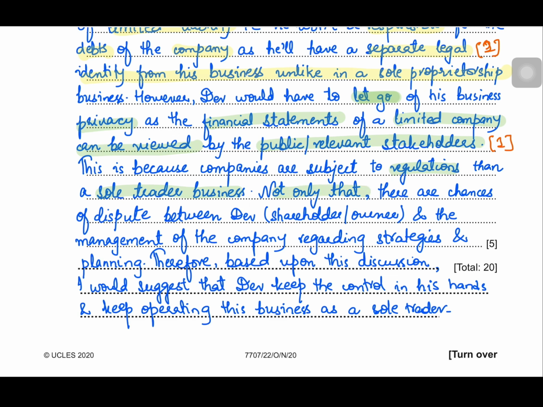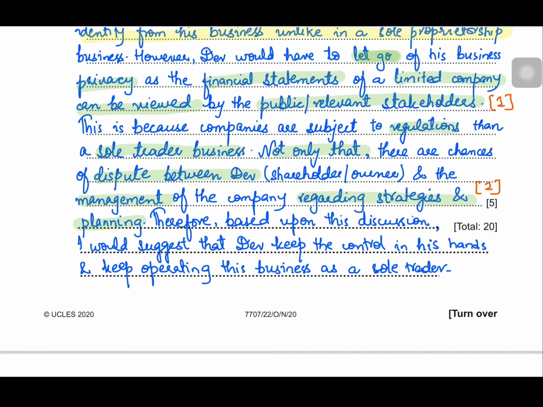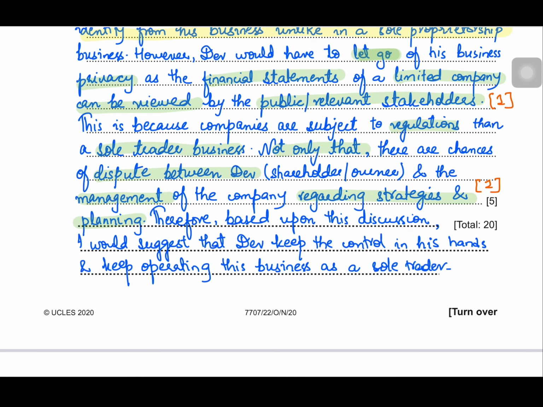The second disadvantage: there are chances of dispute between Dave, because he will now be the shareholder or the owner, and the management, the ones handling the business, regarding strategies and planning. So there can be disputes, there can be disagreements. This was the second drawback of forming a limited company. So you will have now your 4 marks, and then in the end you can recommend whatever you want to recommend. I have recommended that.